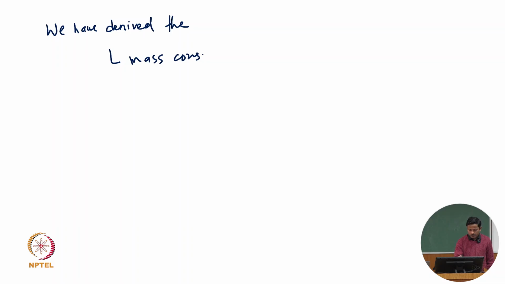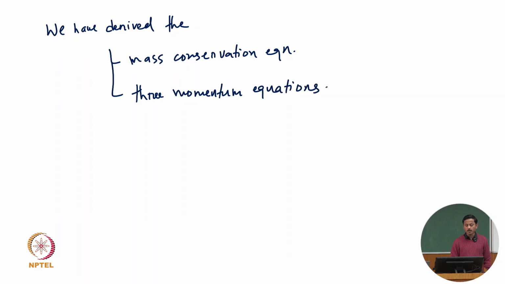So now we are towards the end of the whole derivation of the set of governing equations that describe the fluid motion of seawater or atmospheric air. So we have derived the mass conservation equation, which is also called the continuity equation. We have derived three momentum equations, because we are using a Cartesian coordinate system with three orthogonal directions, and we have three momentum equations in three directions.